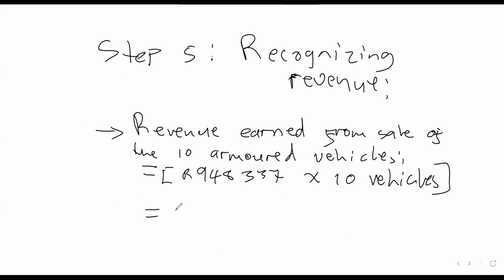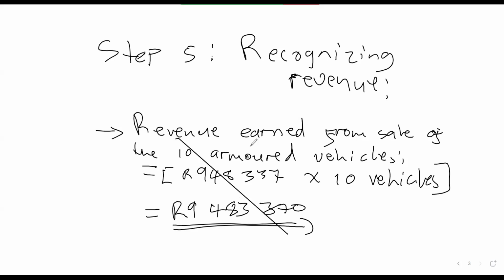Which gives you how much, sir? 9,483,370. So this is the actual revenue that they earned. Remember, the 9,850,000 was the total transaction price, including the service plan, which they concluded with S4G Limited. But in terms of recognizing the actual revenue in this case, it will be this value.